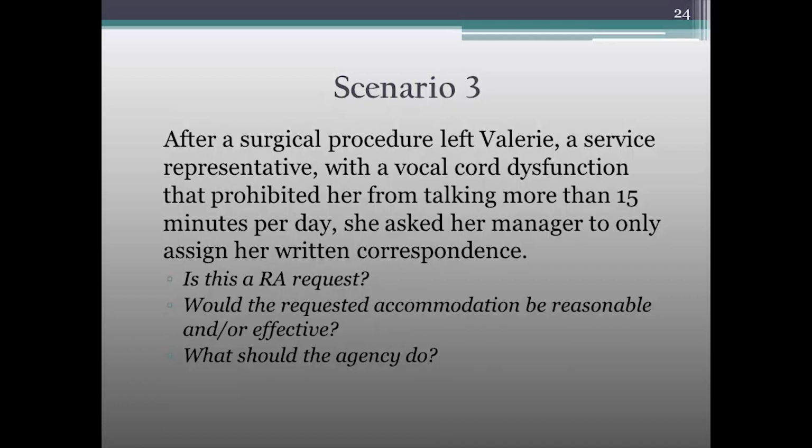So now, let's look at another scenario. After a surgical procedure left Valerie, a service representative, with a vocal cord dysfunction that prohibited her from talking more than 15 minutes per day, she asked her manager to only assign her written correspondence. So first and foremost, is this a reasonable accommodation request? Yes, it is. It is a reasonable accommodation request.